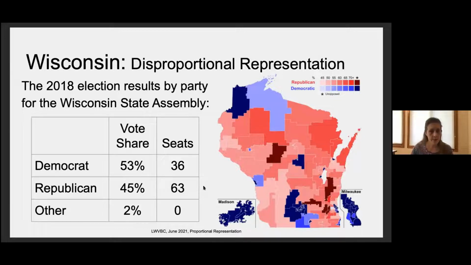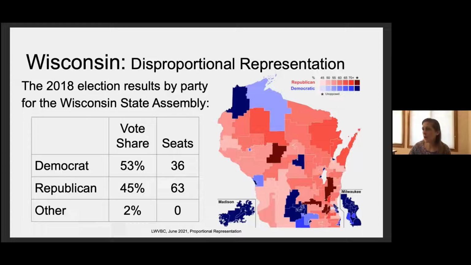So this was an extremely disproportional outcome. Well, how did they do it in drawing the maps? The classic strategies for gerrymandering are called packing and cracking. What you do is you take your opponents, if you can, and you pack them very tightly into a few districts that they're going to win by wide margins. So they waste a lot of votes because they cast more votes than they need to win those seats.